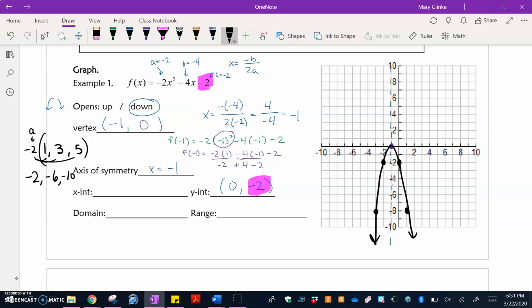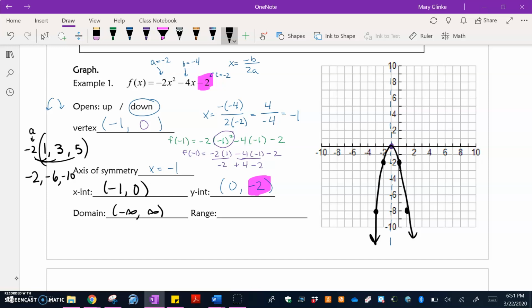I can see that my x-intercept is going to be -1, 0. It happens to be my vertex because my vertex is on the x-axis. My y-intercept checks out because 0, -2 is a point on my graph. My domain is going to be -infinity to +infinity.